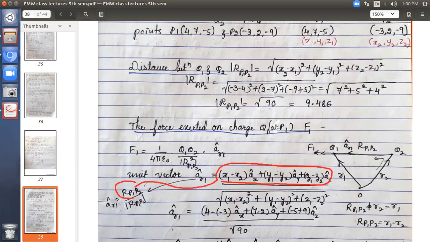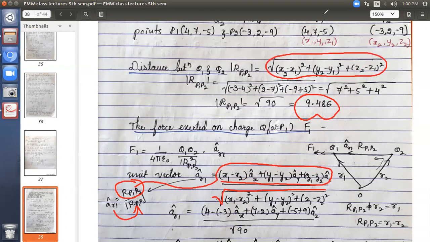This one. Then AR cap is given by what? The position vector divided by its magnitude. The magnitude we have just now calculated, 9.486. That equation I have written here. You can directly use it, no problem. But whatever formula we have used, I have written that formula in general.